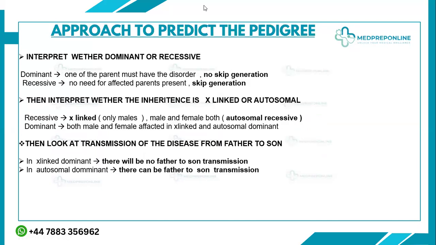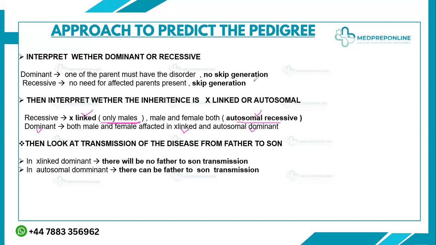Once you come to know whether it's dominant or recessive, you are going to interpret whether, if it is recessive, it is X-linked recessive or autosomal recessive. And if it is dominant, you interpret whether it is X-linked dominant or autosomal dominant. Now how are you going to do that? If it is recessive, in which you see there is a skip generation, and the affected children are only males, that means this is X-linked recessive, very simple. And if in a recessive skip generation you see both males and females are affected, then this is autosomal recessive.